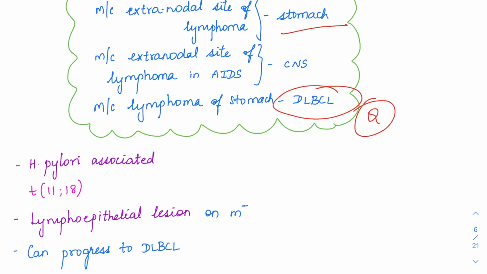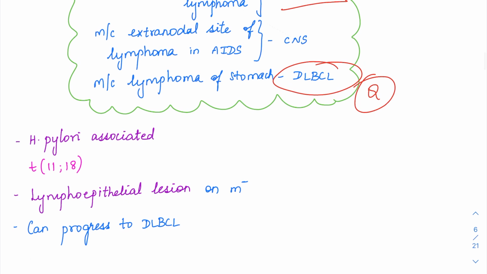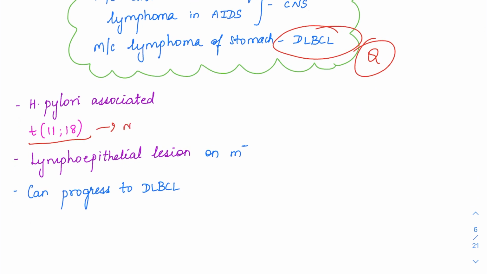But if the patient is an AIDS patient, in those patients the most common extranodal site of developing lymphoma will be the CNS. Okay, primary CNS lymphoma. Remember, that was one of the AIDS defining cancers also. Then this H. pylori associated maltoma will have a translocation 11;18, which is associated with maltoma. Okay, 11;18 translocation is associated with maltoma.